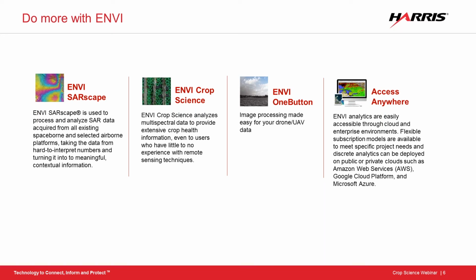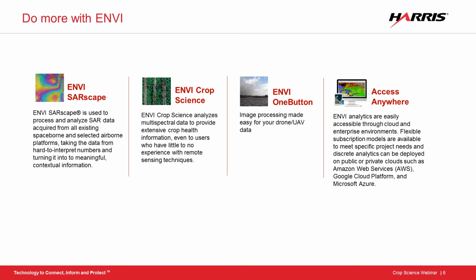ENVI SARscape looks at synthetic aperture radar, and that's a great modality that can be used for looking through clouds. Optical is what we usually see when we look at an image. So it's true color, red, green, blue, what you normally expect. Whereas synthetic aperture radar is actually a radar pulse that travels through the atmosphere and then interacts with the ground. A lot of research has been done recently using SAR and rice fields and determining different characteristics about those rice fields. So perhaps that's a future topic, but yeah, you could use SARscape to do that type of research.